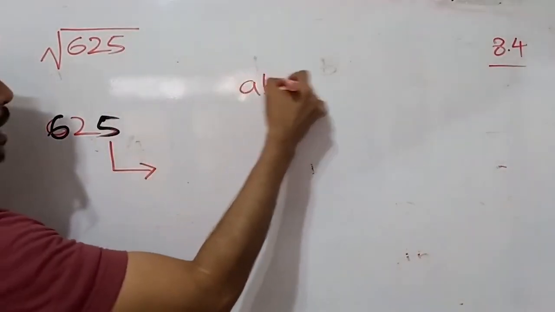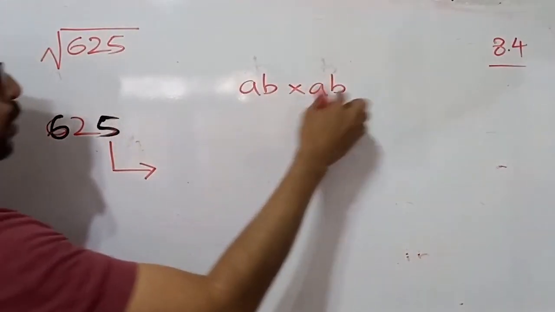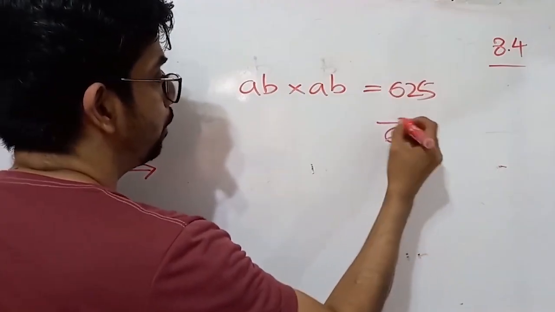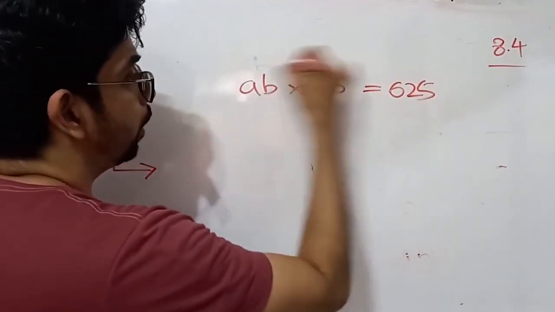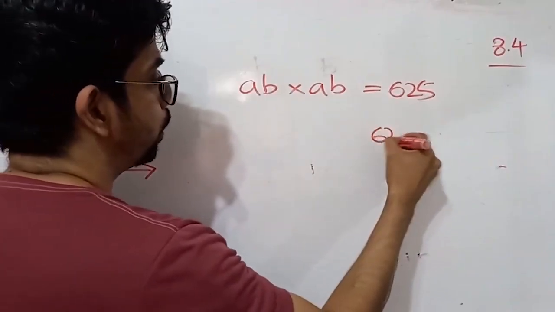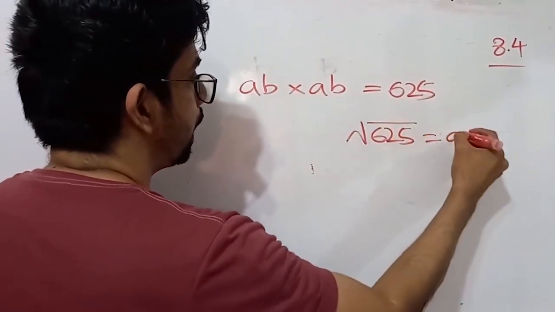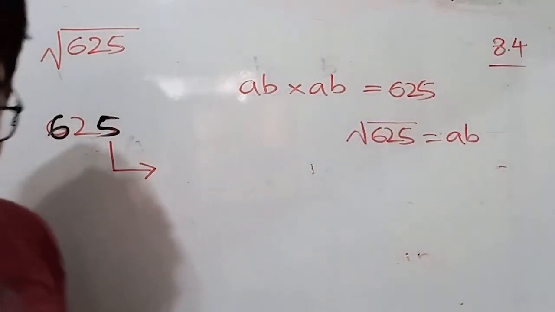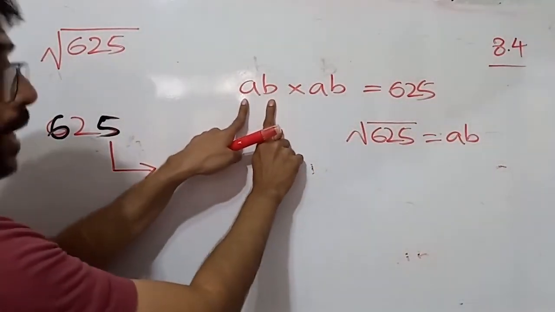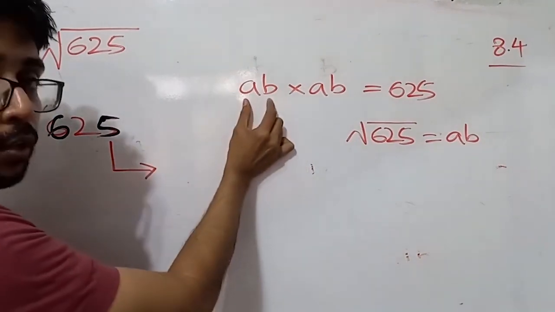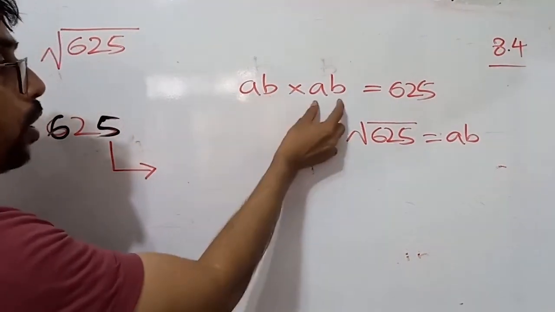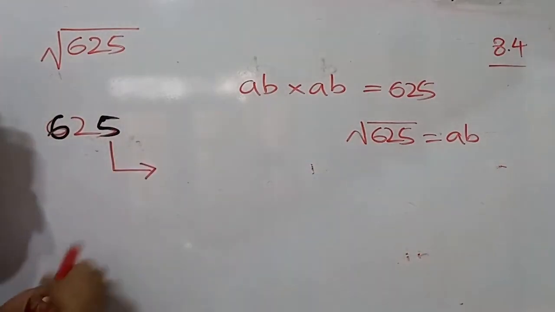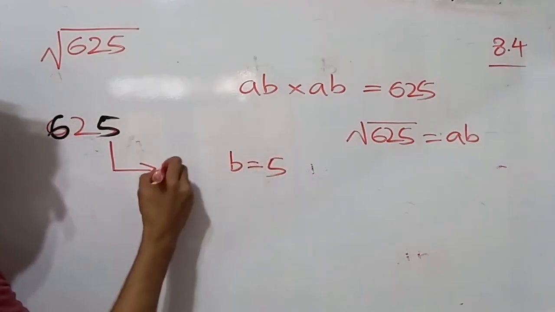Just as before, AB into AB. AB into AB is what? 625. And also the square root of 625. Sorry, yes. Thinking about this expression, what is the square root of 625? It is AB. So by observing this number, right, we can have an idea of what these two digits can be. මේ දෙන්න මොනවා වෙන්න පුළුවන්ද කියලා අපිට idea එකක් ගන්න පුළුවන්. හරි? So this is 5 no. That means B can be 5.